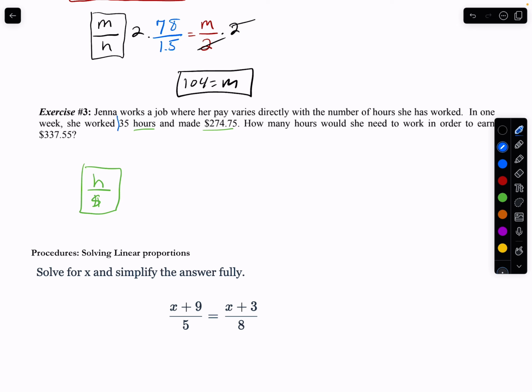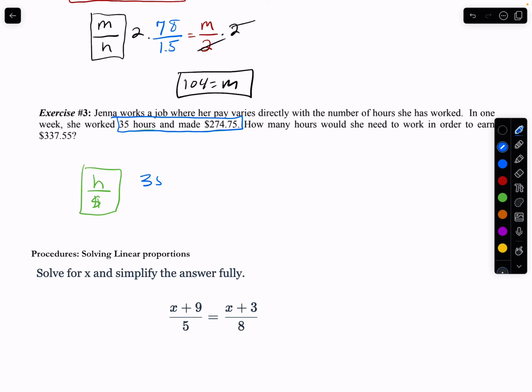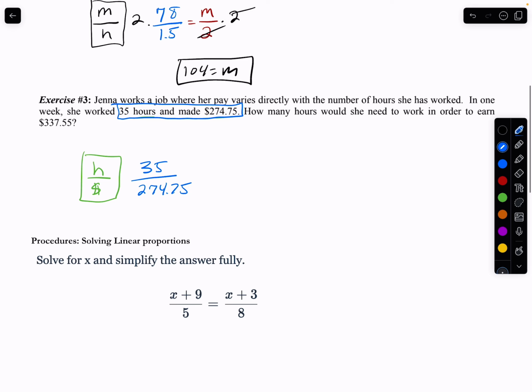So if I identify, well, 35 hours, Jenna made $274.75. How many hours would she need to work in order to earn $337.55? Again, you're going to say, this is what I need to know, $337.55. I'm looking for how many hours it would take. Again, you could cross multiply here. But we're in algebra 2, so let's be a little bit more efficient.